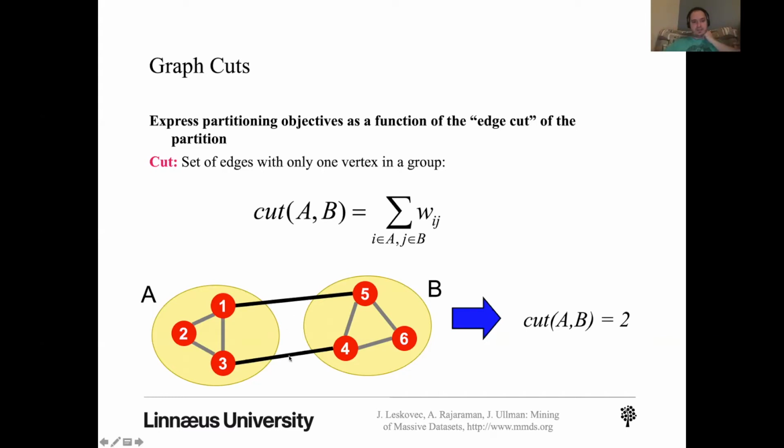And in this case, the cut is 2, because since this graph is unweighted, each edge simply means 1. So 1, 2. If this was weighted, if this edge had weight 5, and this edge had weight, I don't know, 2, then the cut here would actually be 7, because the weights of the edges would be summed, right? So this is the cut of the graph.